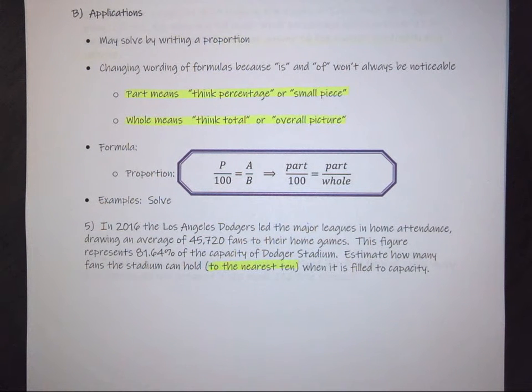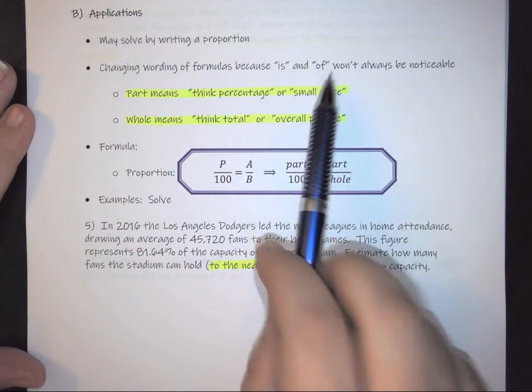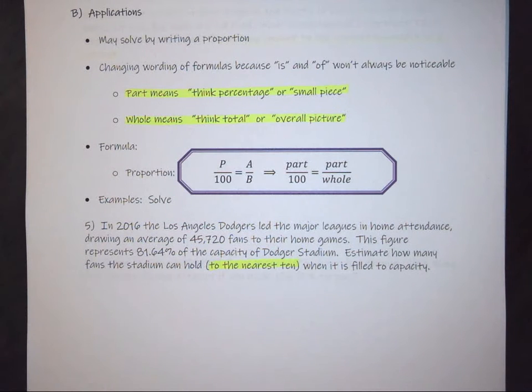Percent proportion applications. In order to do a percent proportion application problem, you have to be able to identify what is the part and what is the whole. So instead of looking at your proportion through using the words "is" and "of," those aren't always as noticeable. Instead, you want to approach it through the idea of what is the part and what is the whole.